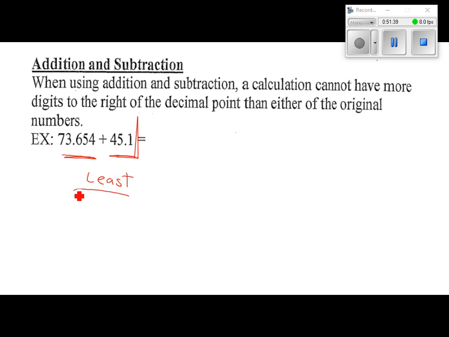Somebody add this for me. What's 73.654 plus 45.1? Now what they're telling us is we need to round our answer. How many places did this number have behind the decimal? 3. 3 here. How many on this one? 1. So we want to leave how many places behind the decimal in our answer? 1. All right, just that one. So 118 point, what's this going to round off to? 118.8 would be our answer there.